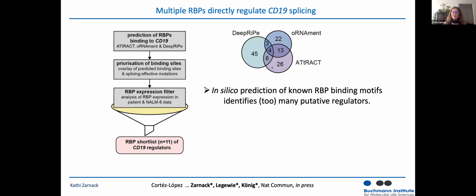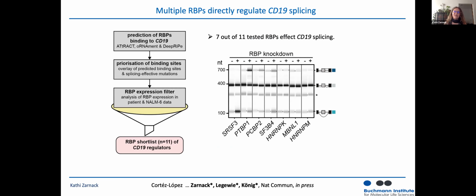Sorry, we use different tools also for the in silico predictions. And as you can see also here, they often disagree. But still, we came up with this very nice short list. And this is the experiments that we did.